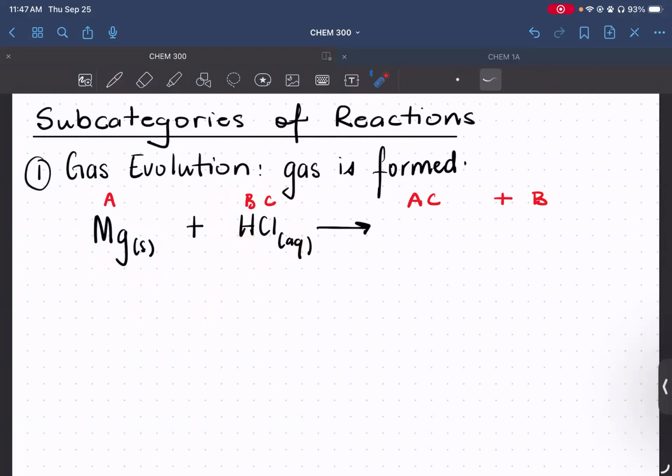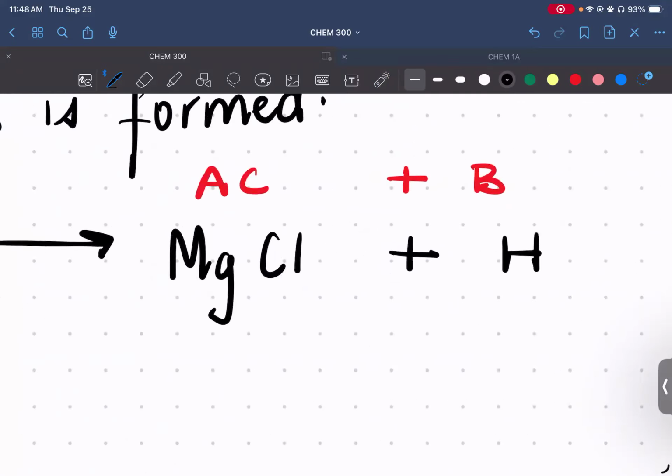Based on this, now I'm going to match ions. I end up with AC, MgCl, plus B, which is just hydrogen. I have not crisscrossed yet. I have not balanced or put state symbols on the product side. I've simply matched ions. Now we're going to crisscross as needed.